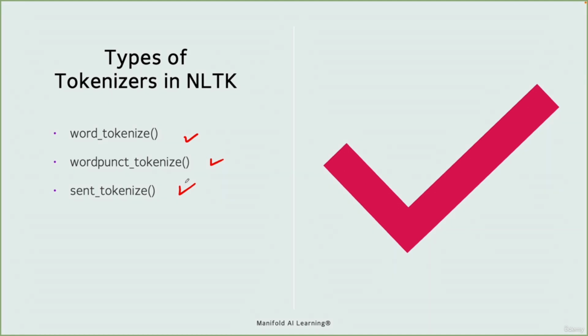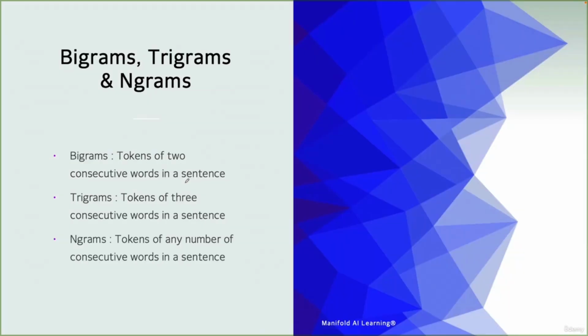Now in such scenarios, I'm going to group more than one token together, and we call it bigrams, trigrams, and n-grams. Bigrams are nothing but the tokens of two consecutive words in a sentence. Trigrams are tokens of three consecutive words in a sentence. And n-grams refers to tokens of any number of consecutive words in a sentence. This will help us understand the overall context in which the words are being used.